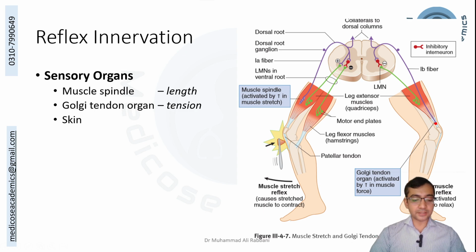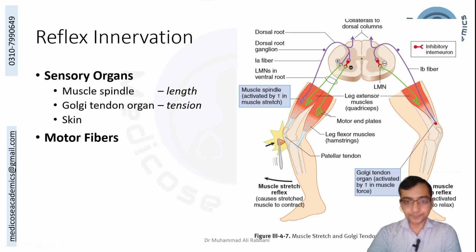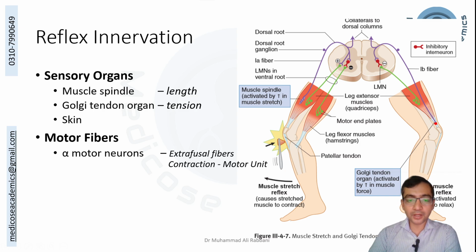And then there are receptors in the skin that respond in these reflexes that we will see. Then there are types of motor fibers. There are alpha motor fibers, and then there are gamma motor fibers. So what are the alpha motor fibers?